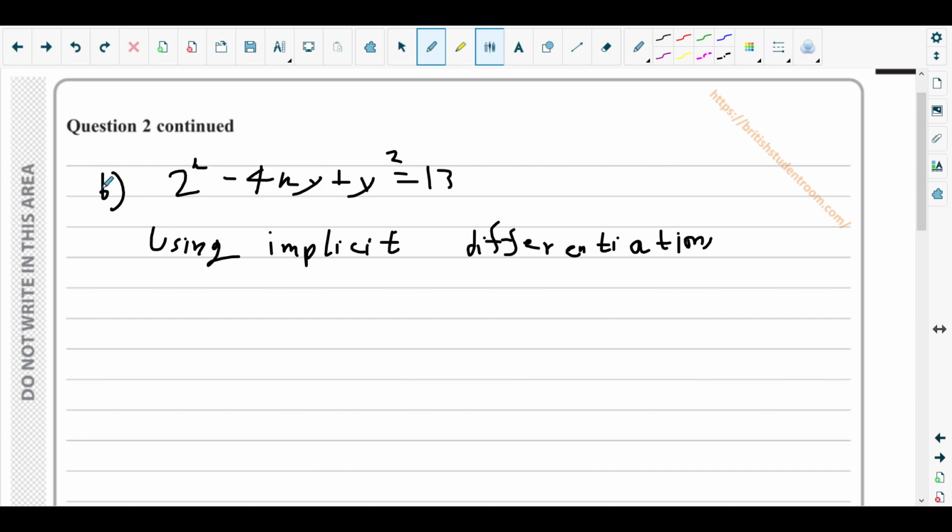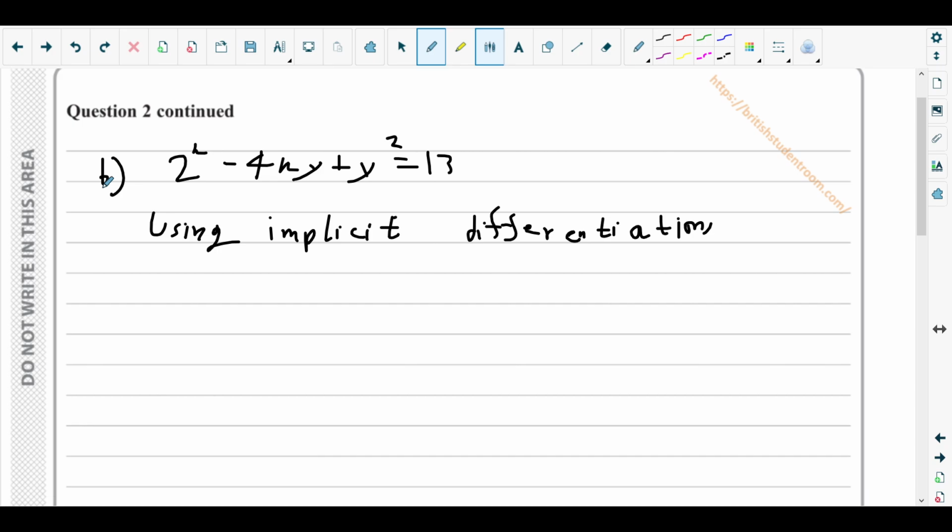Do you know? You are supposed to know if you have done P3 differentiation. We have learned from P3 differentiation that the derivative of 2 to the power x, this is an exponential term, is ln 2 times 2 to the power x. Fine.